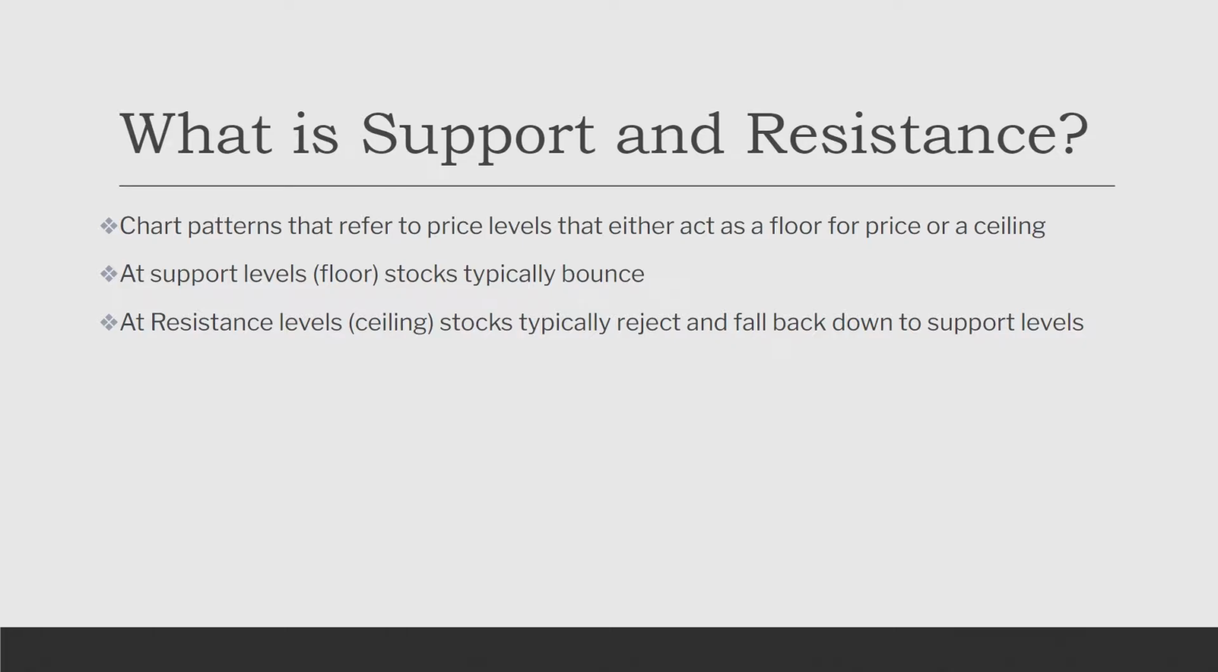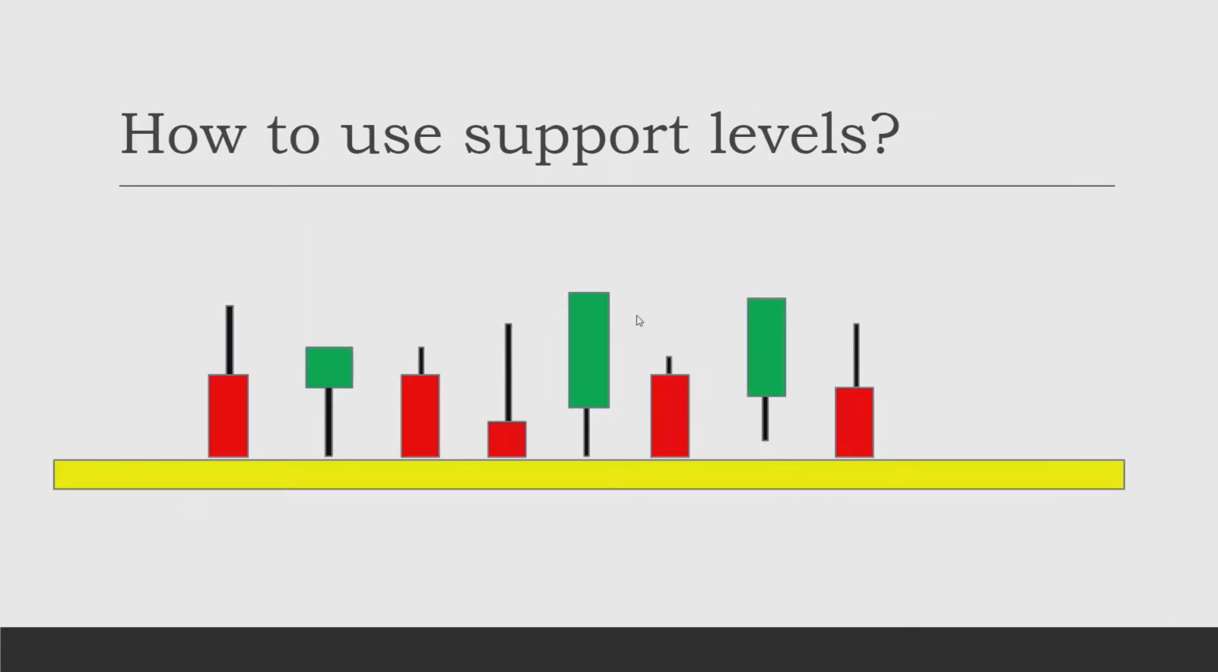At resistance levels, stocks typically reject and fall back down to support levels. When a stock hits resistance levels, it is uptrending, but then sellers come in and overwhelm the buyers, which creates that resistance because they cannot break through and they get rejected, pushing them back down into a downtrend.